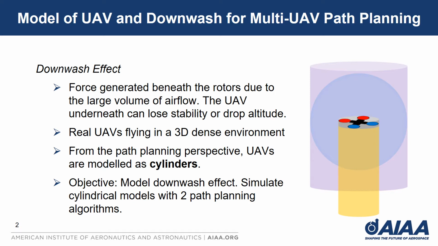And from the path planning point of view, the downwash problem can be solved by modeling the UAVs as cylinders instead of spheres. This would enlarge the vertical separation between UAVs. So the objective of this research is to model the downwash effect to figure out how significant the downwash impact can be, and to prove that cylindrical models do prevent chaos due to downwash by simulating two path planning algorithms.